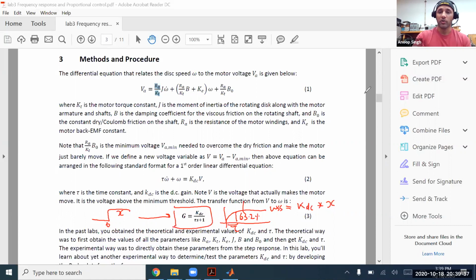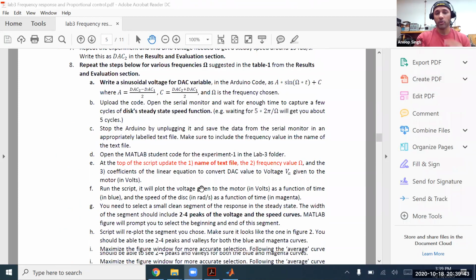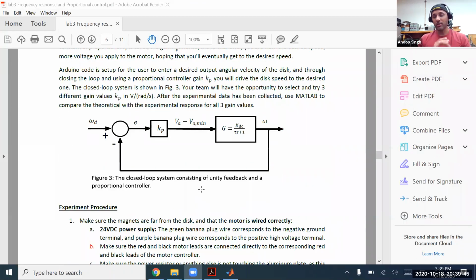Experiment two is to actually start designing controllers, and we're going to try the simplest controller, and that's a proportional controller. So according to proportional controller, the voltage VA minus VA min that you give to the motor is proportional to how far you are away from the desired speed. Let's say the desired speed omega d is 12. So we're going to measure the actual speed using Arduino. And inside the Arduino code, we're going to do the difference between 12 and the actual speed. And proportional to that, we provide the voltage to the motor.